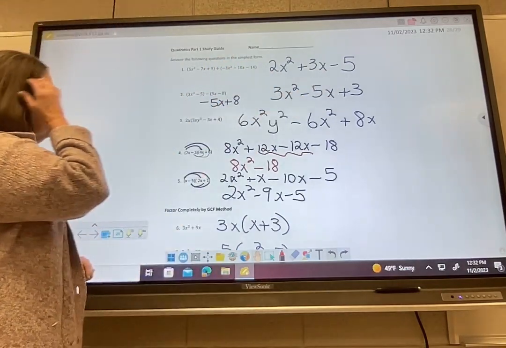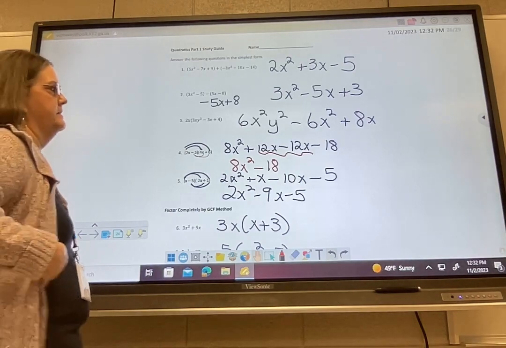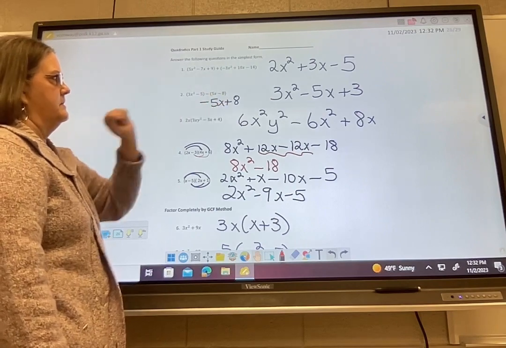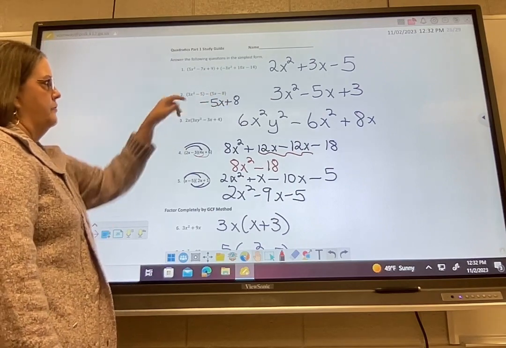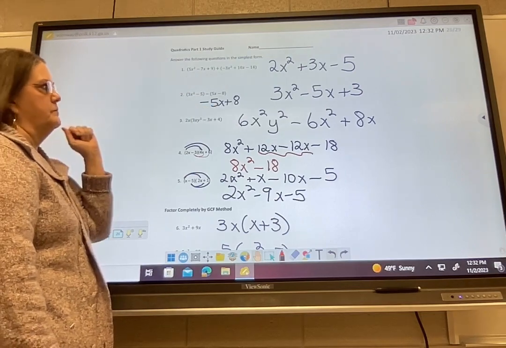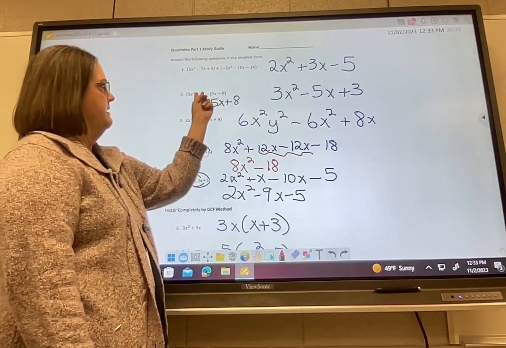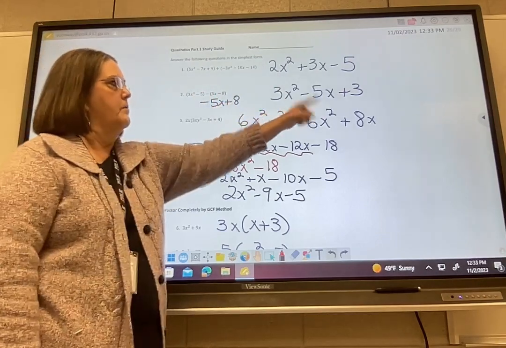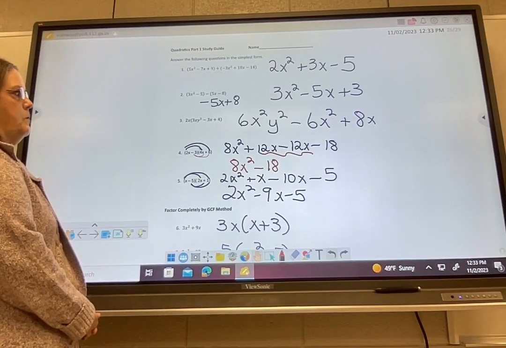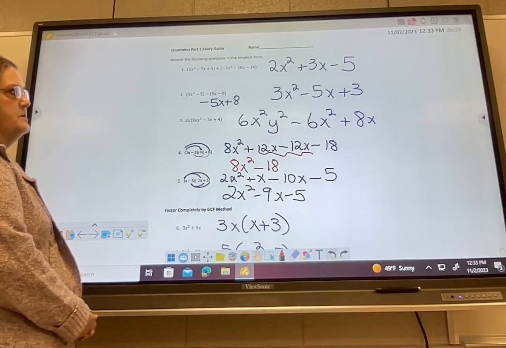When you subtract, remember you want to change the sign of everything that's inside that parentheses. So that 5x becomes negative 5x, the negative 9 becomes positive. Then you add like terms. 3x squared cannot be added with 5x because they are not like terms. So I write 3x squared down, then I put negative 5x, and then negative 5 and positive 8 are positive 3.